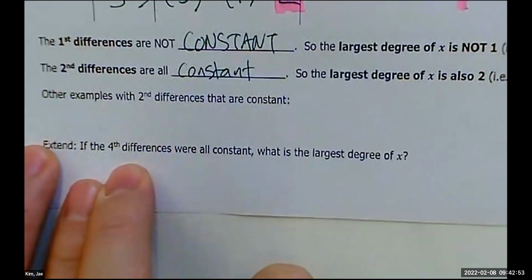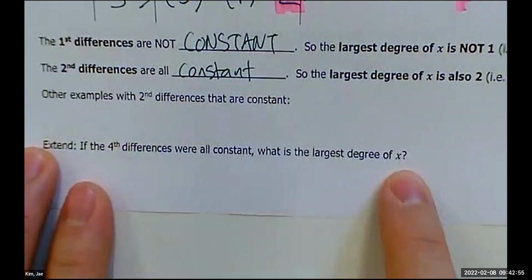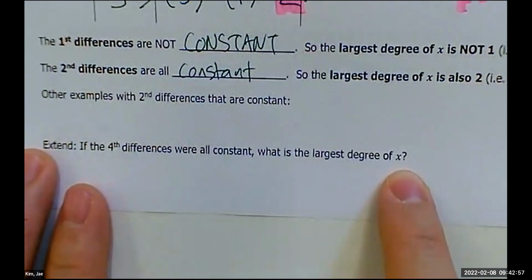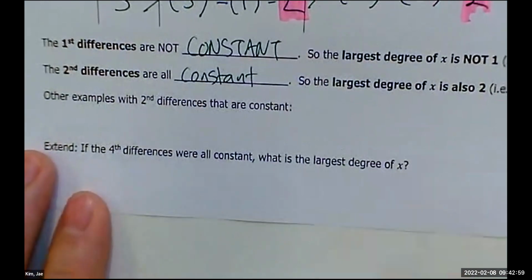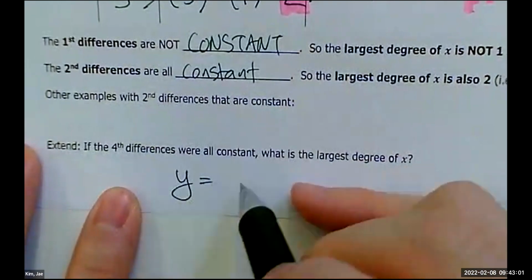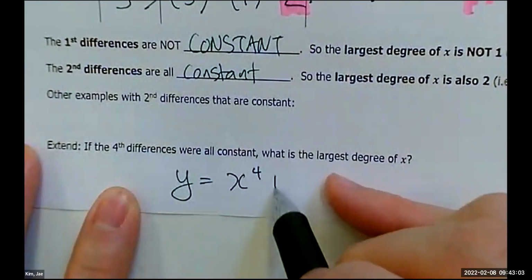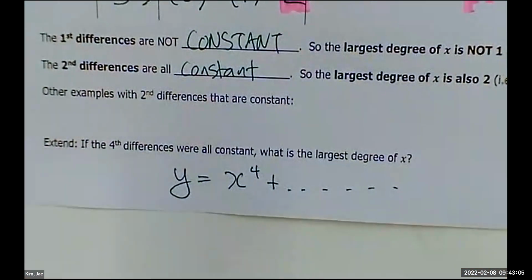If the fourth difference is constant, what's the exponent? 4. So this would be y equals x to the power of 4 with whatever else, but the largest degree has to be a 4. That's what we're trying to establish here.